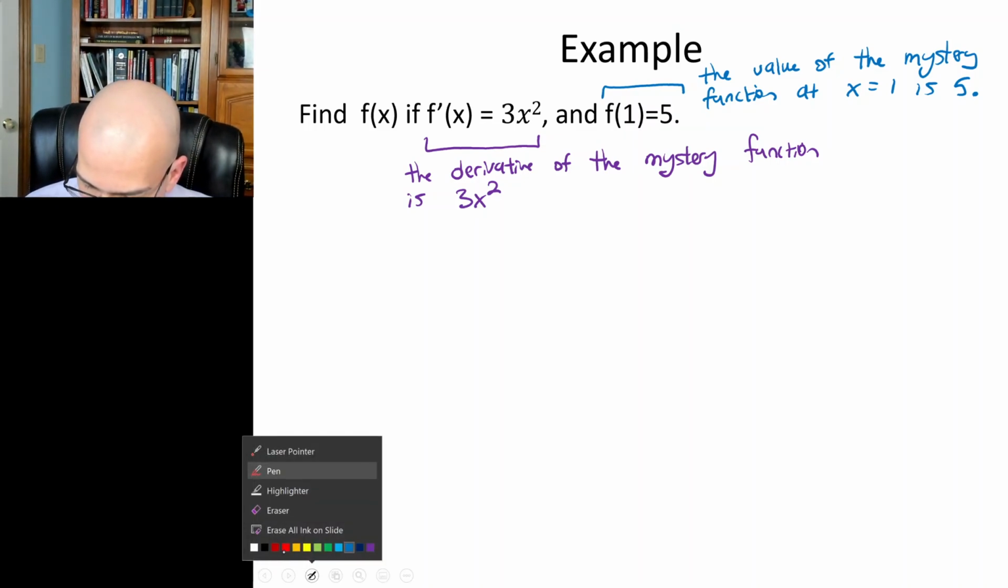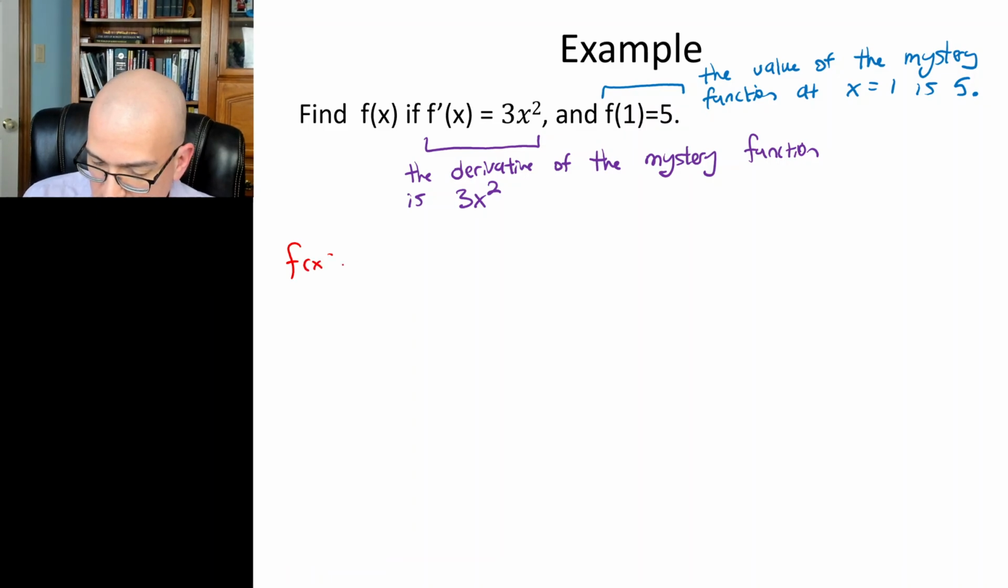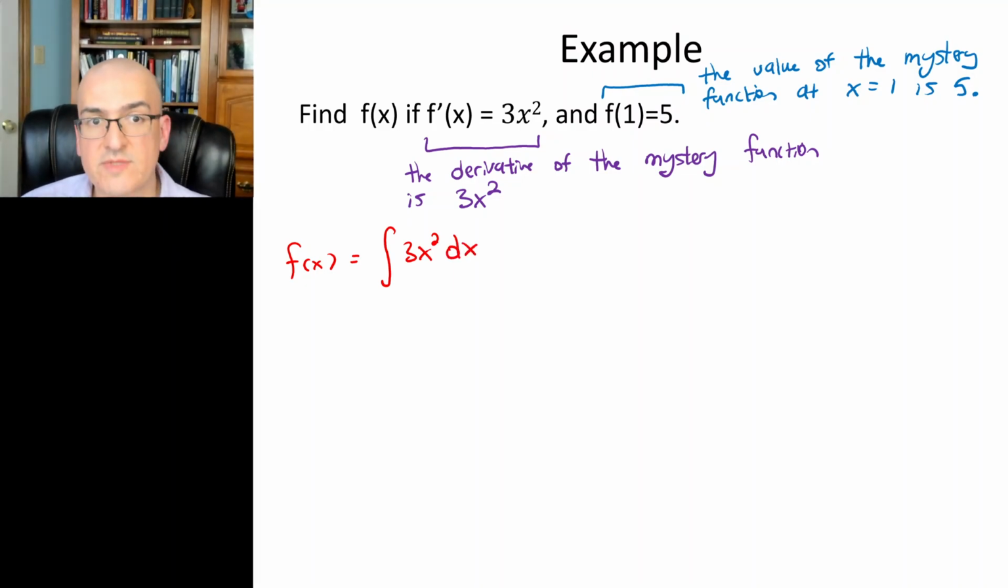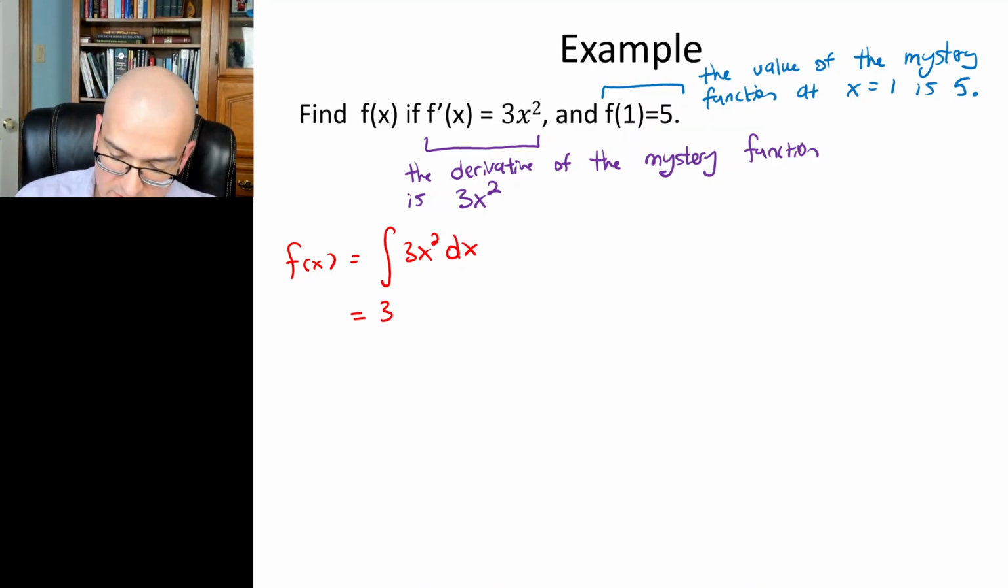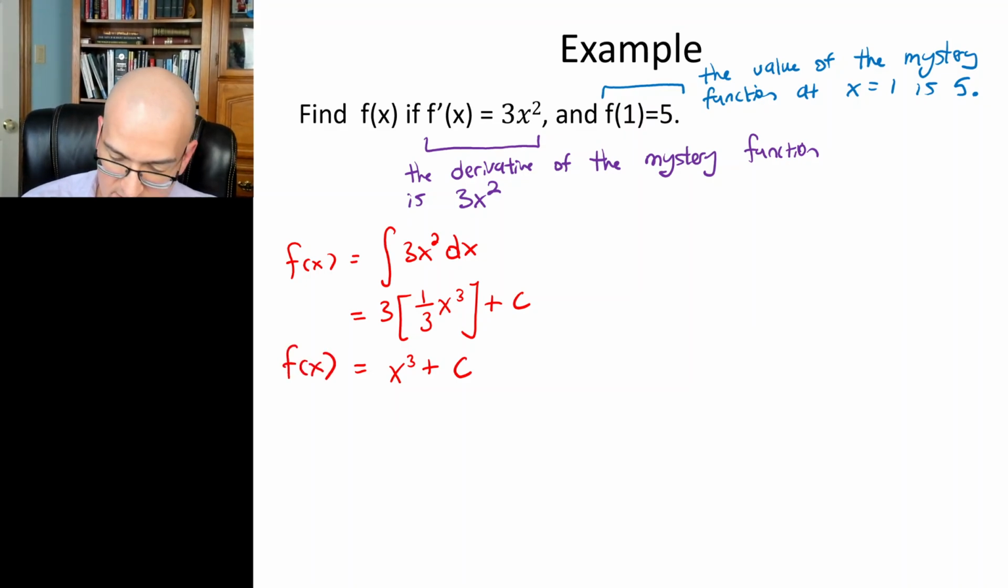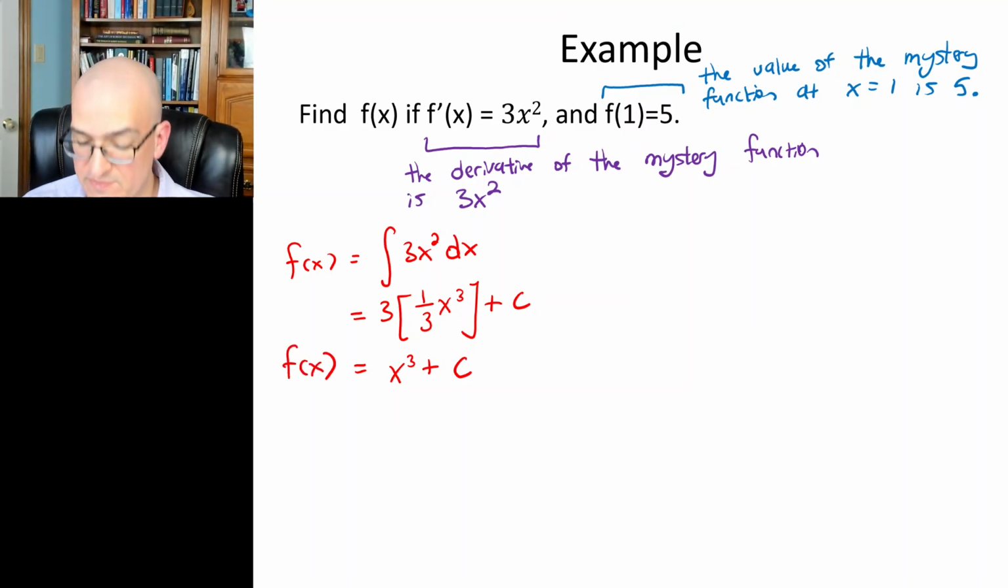So for our solution, f of x is the integral of 3x squared. That's part of what we'll have to do. So we'll take the antiderivative. We get 3 times the antiderivative of x squared, 1 over 3, x to the power of 3, plus c. So x to the power of 3 plus c. That's f of x. This is where the second piece of information comes in.